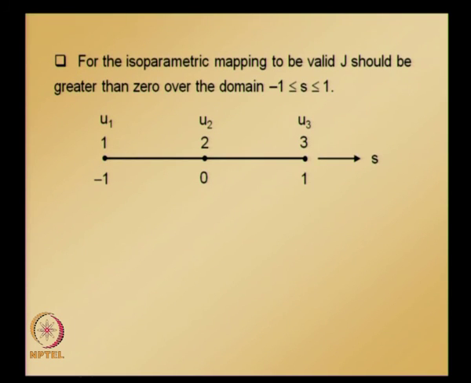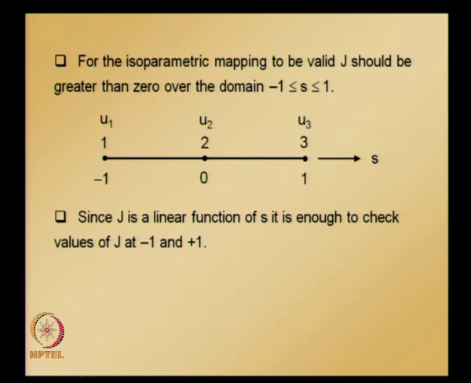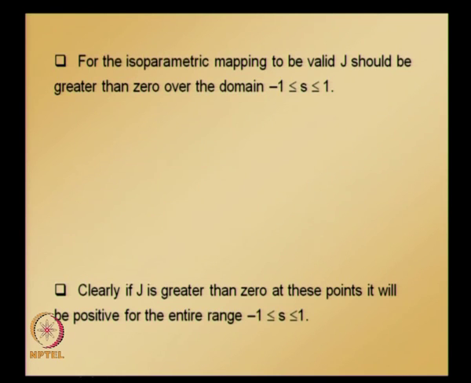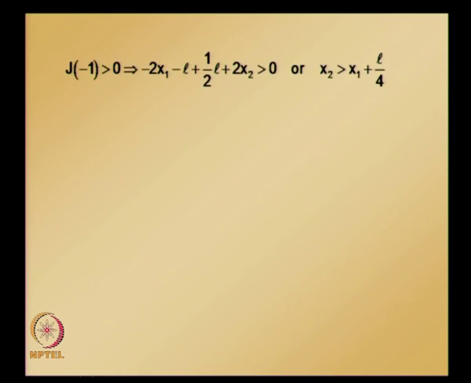For isoparametric mapping to be valid, J must be greater than 0 over the domain s going from minus 1 to 1. Since J is a linear function of s, it is enough to check the values of J at s equal to minus 1 and s equal to 1. Clearly, if J is greater than 0 at these points, it will be positive over the entire domain. So, that is the condition we are going to apply to get the required conditions to avoid singularity in the Jacobian.